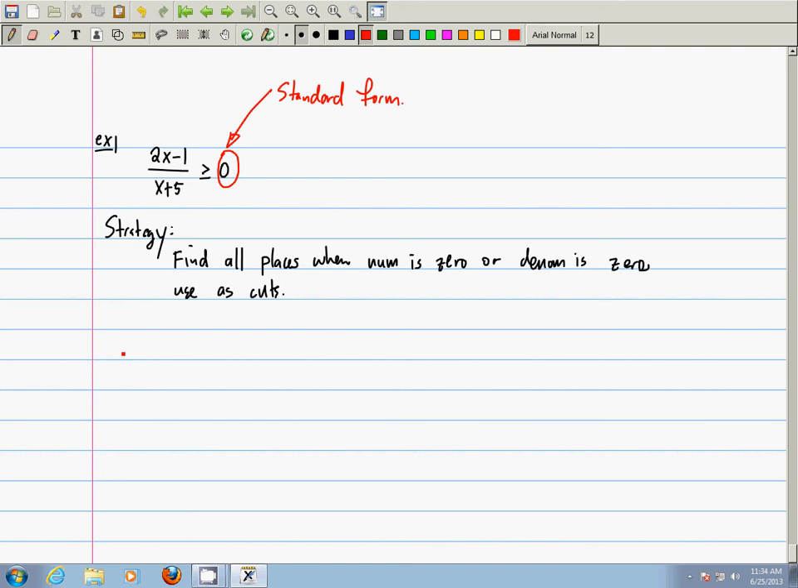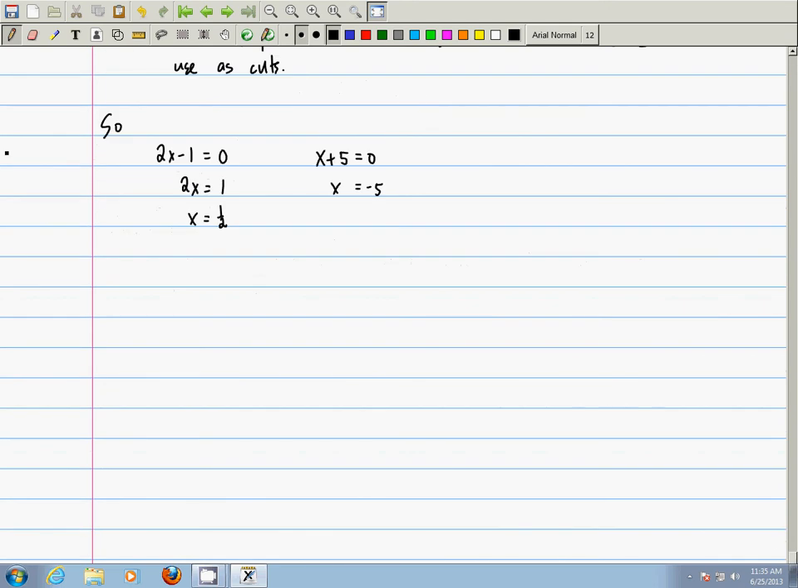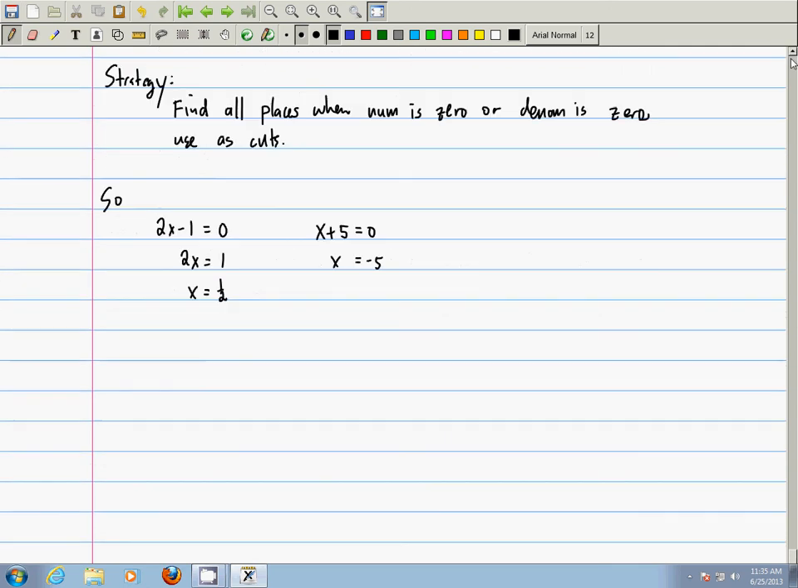Okay, so then let's do this. 2x minus 1 is 0, so that's finding where the numerator is 0. So 2x is equal to 1, so x is 1/2. Right, so there shouldn't be much question about that. And then the denominator, x plus 5 is 0, so x is negative 5. So now we proceed just like we did previously.